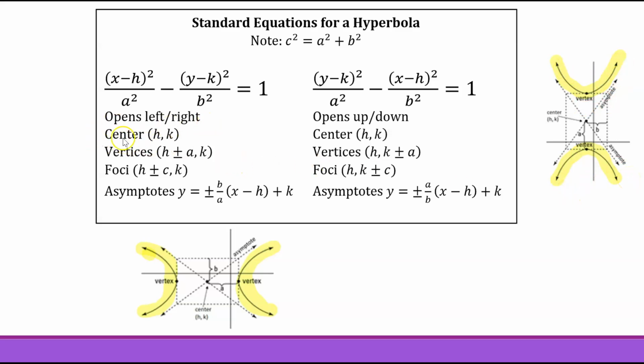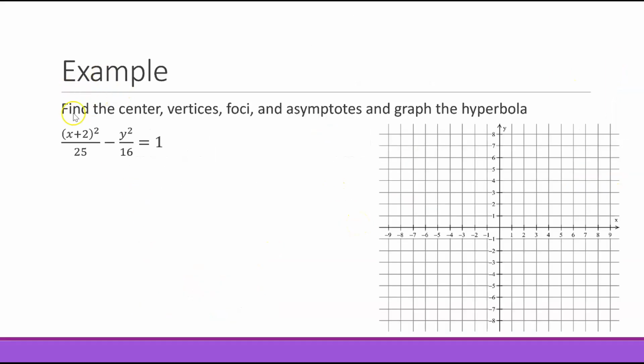We're going to go ahead and look at an example on how to find these values rather than just memorizing the different formulas for finding these components. In this first example, we want to find the center, vertices, foci, and asymptotes and graph the hyperbola. So here we have x plus 2 squared over 25, so 25 is 5 squared, minus y squared over 16, 16 is 4 squared, is equal to 1. We know this is a hyperbola because one of the variables is negative. We have a minus in front of the y squared.